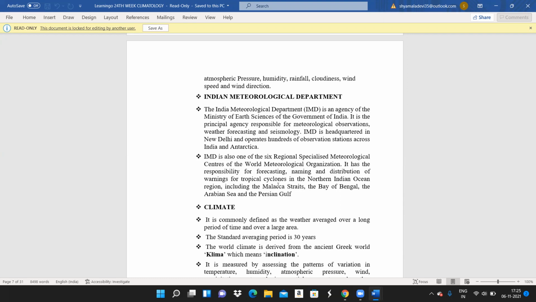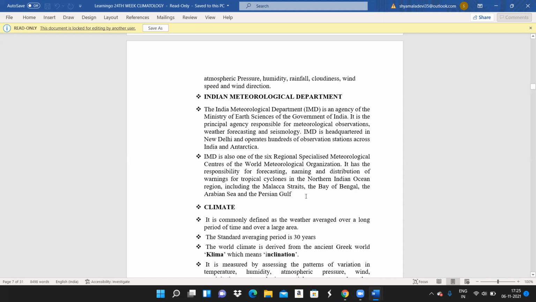And they also give warnings to the fishermen. You must have heard that the weatherman has warned the fishermen not to venture into the sea. An orange alert is predicted for heavy or very heavy rainfall, so that people need not go out. This is the importance of the Indian Meteorological Department.